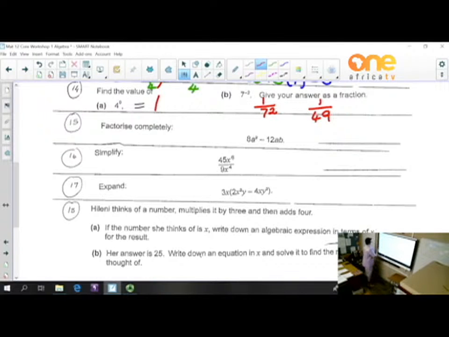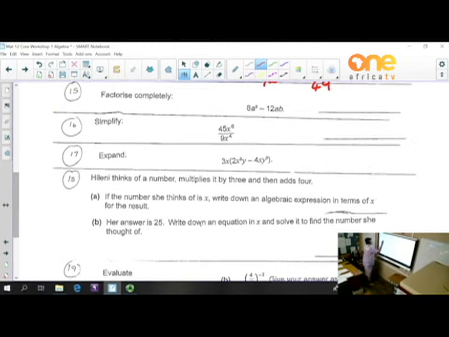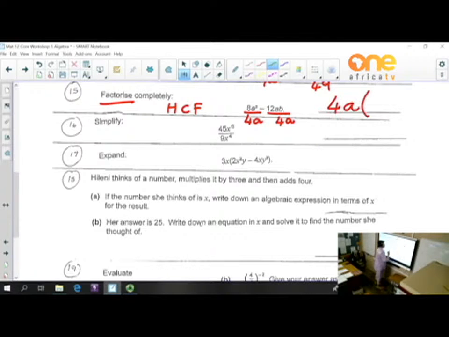Question 15 is another factorize. What does factorize mean? Divide by the highest common factor. I need to find the highest common factor. That is something that can divide. So if we look here, I can divide by the number 4 and the letter a. Here I can also divide by 4. It's a factor of 12 and the letter a. So my first factor is 4a.